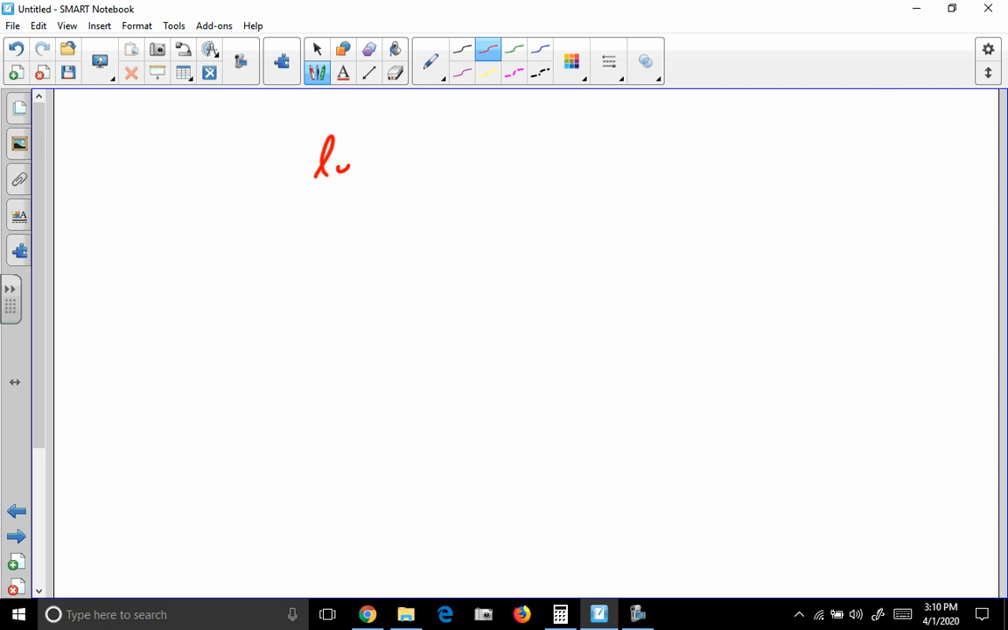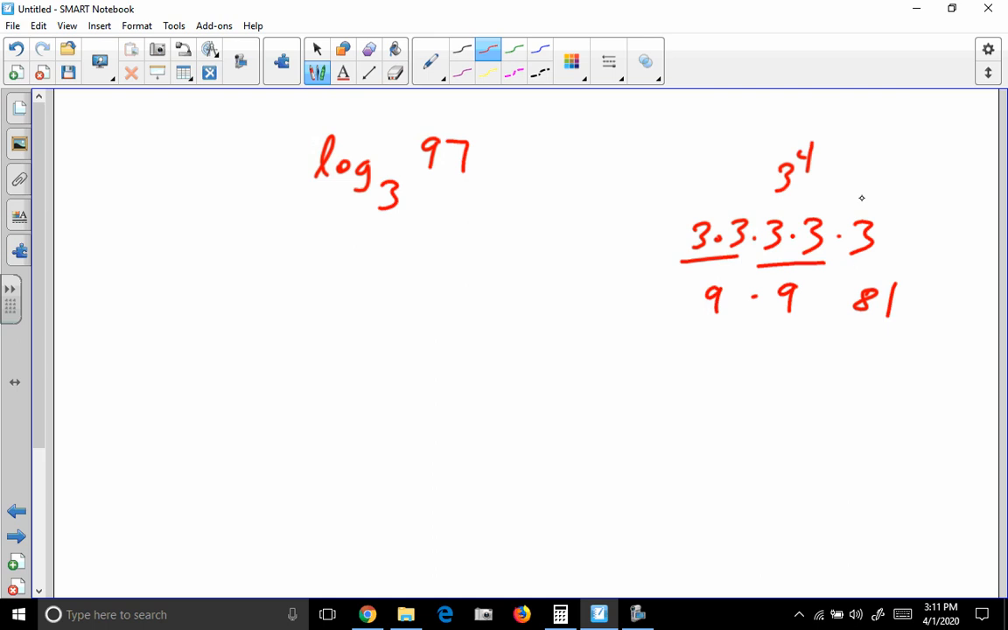So how about log base 3 of 97? Well, if we try to multiply 3s together to get 97, we're not going to get that. Two 3s is 9. Two more 3s is another 9, and 9 times 9 is 81. So 3 to the fourth is 81. If we multiply by another 3, so 3 to the fifth, 81 times 3 is too big. So this is somewhere between 81 and 243.